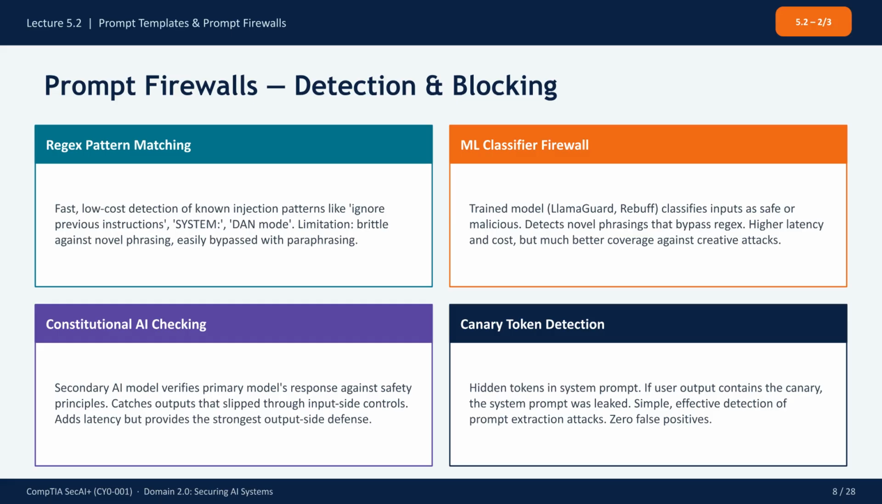Regex catches the obvious attacks fast. ML classifiers catch the creative ones. Constitutional AI checks catch what slipped through, and canaries detect extraction. Now let me give you the exam patterns before we move to gateway controls.